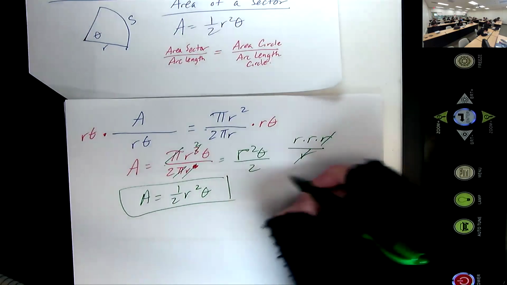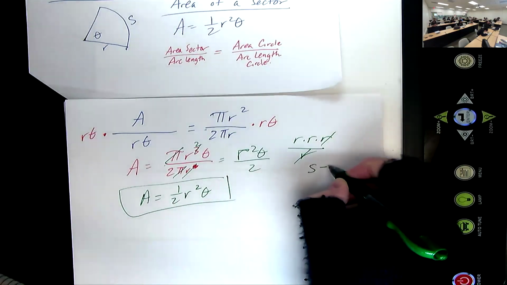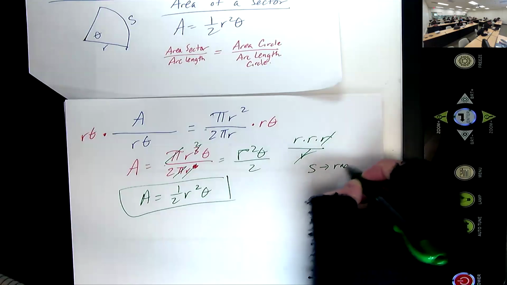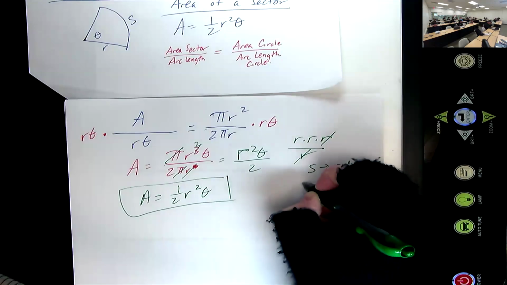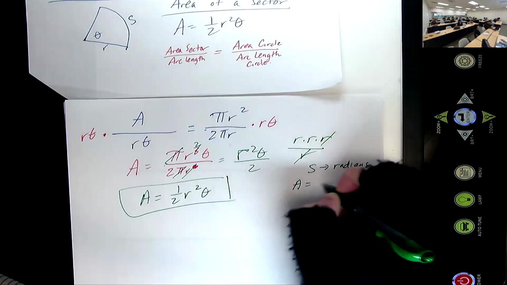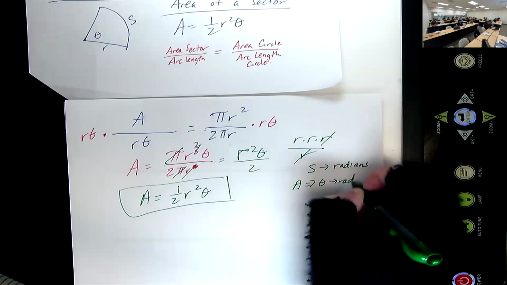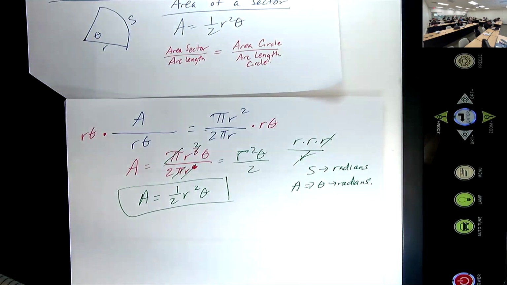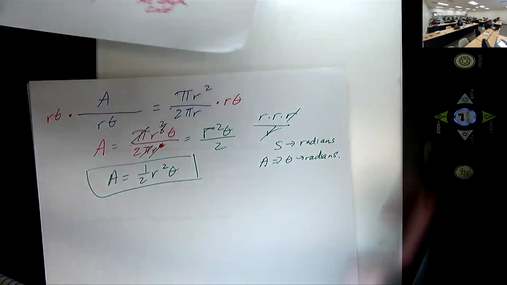Again, since S is in radians, the A has a theta in it. The theta has to be in radians also for A, since it's based on arc length.